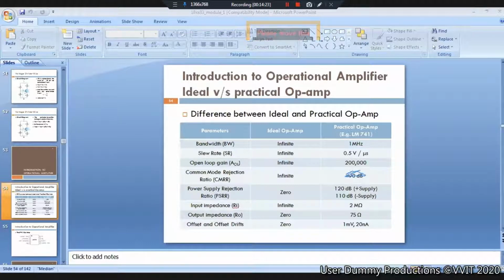That 90 dB is nothing but like the beta value of a transistor. Okay, for the power supply rejection ratio, it is 0, not required, for the ideal operational amplifier. It is required for the positive and negative supplies, at 120 and 110 dB, for the power supply rejection ratio. In the same way, you can use input impedance infinite versus 2 mega ohm, output impedance and offset drift. These are used in the practical as well as the ideal op amp. Here you can see this in the practical and ideal operational amplifier.